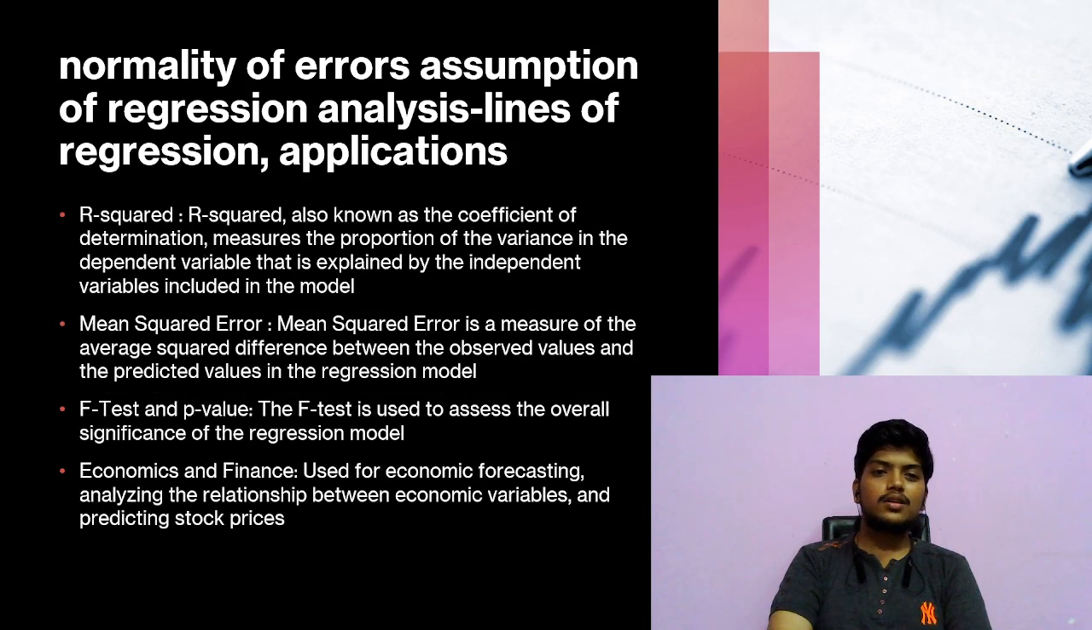R squared, the coefficient of determination, measures the proportion of the variance in the dependent variable that is explained by the independent variables included in the model. Mean squared error is the difference between observed values and predicted values in the regression model. The F-test is used to assess the overall significance of the regression model. Economics and finance: analyze the relationship between economic variables and predict stock prices.